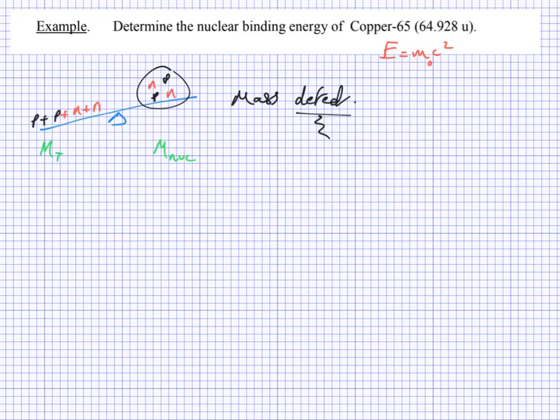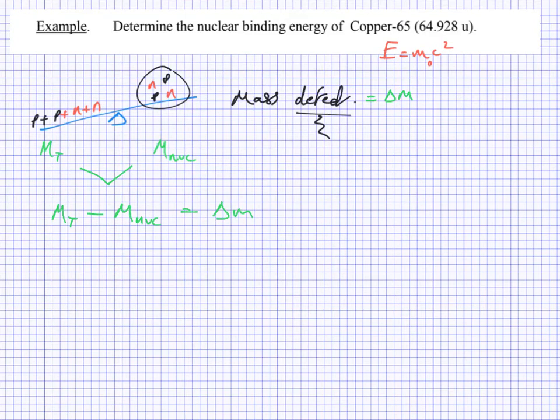So let's go ahead and solve this. Now the mass defect here, I've just annotated this. I've said the total mass of all of the things going in is M_T, mass total, and the mass of the nucleus is M_nuc. One more thing to note is that the mass defect is delta M, the change in mass. So what I'm going to do is compare these two masses, and I'm going to get this delta mass, this mass defect. In other words, I can say mass total minus the mass of the nucleus is going to give me this delta M.